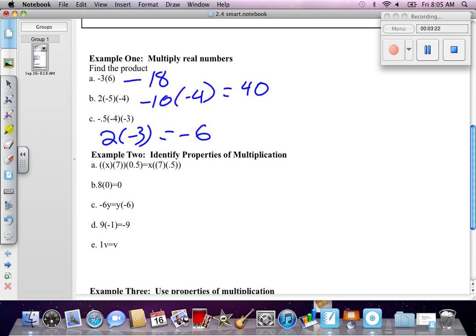Now we're going to identify the properties of these. We've got parentheses, x times 7 times 0.5, and x times 7 times 0.5. If you see parentheses, it's probably associative. That should be your clue. Which property a times 0 equals 0? So if you're looking at the front, which property is a times 0 equals 0? Look at the front. Is it commutative, associative, identity, property of 0, property of negative 1? Property of 0.